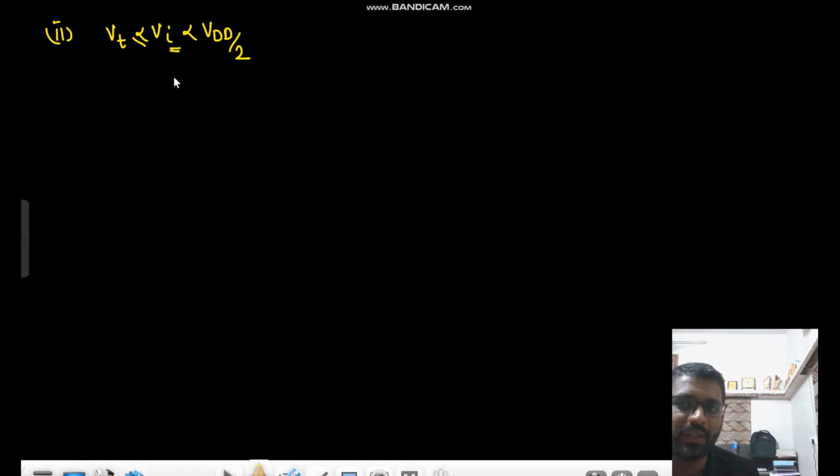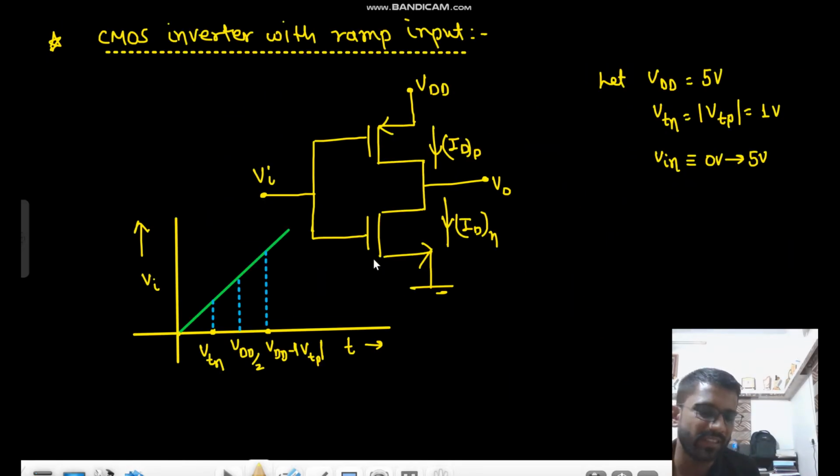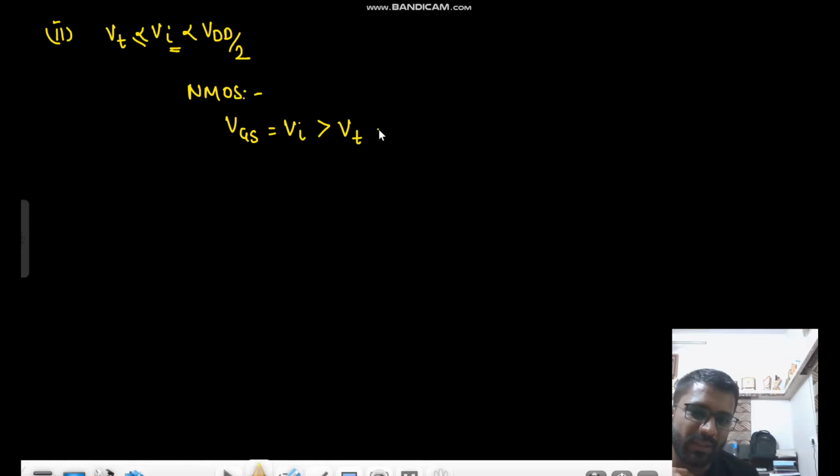Now we have increased Vin to be greater than VT. Vin is greater than VT now and less than VDD by 2. Just forget about this VDD by 2. Just Vin is increasing now, from VT. So if Vin is greater than VT, in case of NMOS, what is your VGS? VGS is equal to Vin, right? Now that is greater than VT. That means it will be on. If it is on, two questions: saturation or linear?